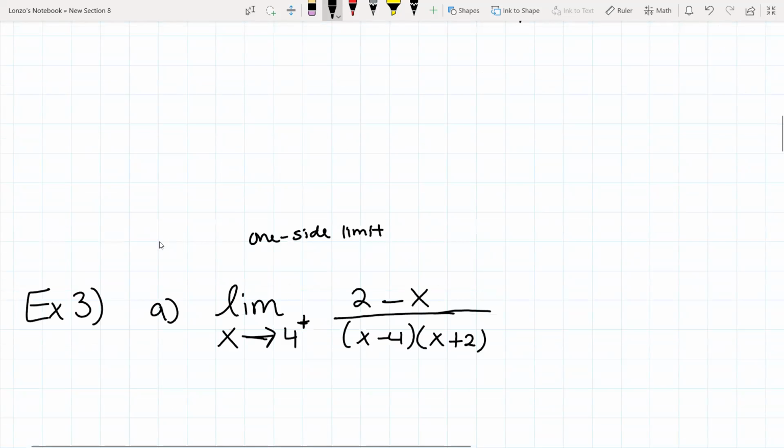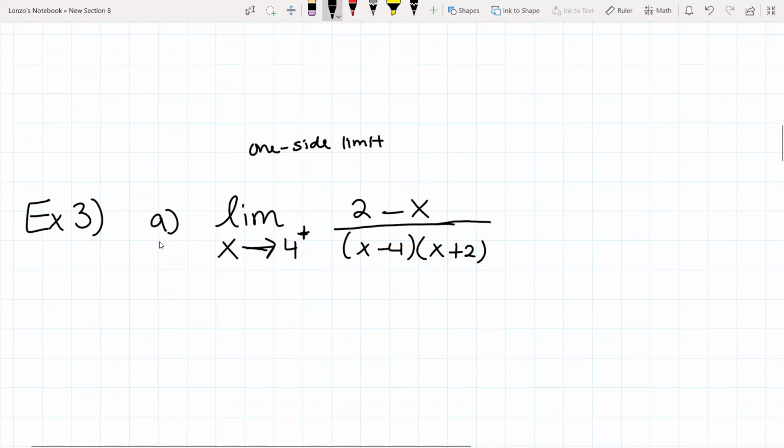So what could you do? You could graph it, right? You could graph this and then try to figure out what's the y value as x approaches 4 from the right. Or what you could do is something from college algebra. What we can use is what's called the test point method. So if you don't want to graph it, it's fine. I don't want to graph it, so I will do the test point method.